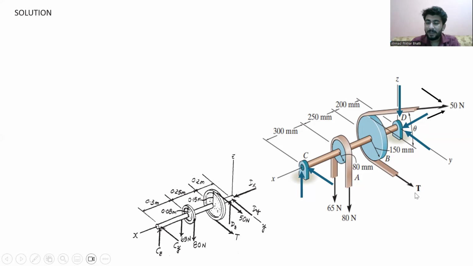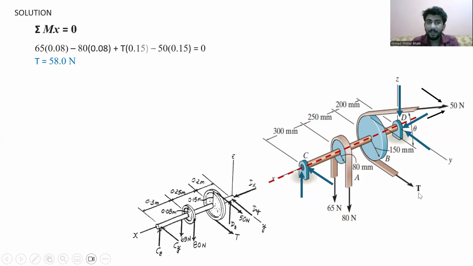You see, we can find this tension if we apply moment about the x-axis. So we get the 65 Newton force, which has a perpendicular distance of 0.08 meters, and you see it is moving in the anti-clockwise direction. And also we have the 80 Newton force on the other side of the belt, which has a perpendicular distance of 0.08 meters. But you see it is moving in the clockwise direction, so it is negative.